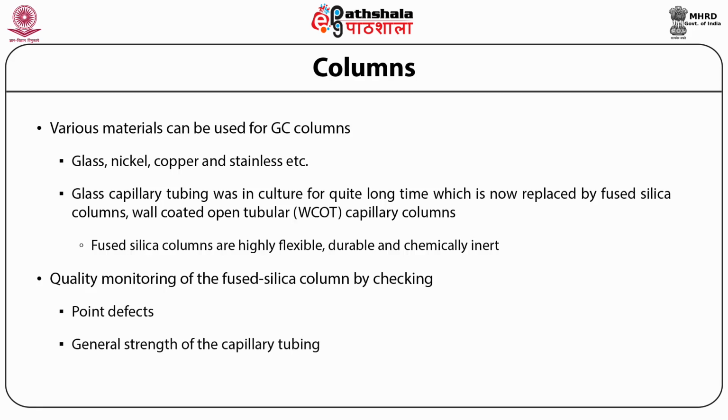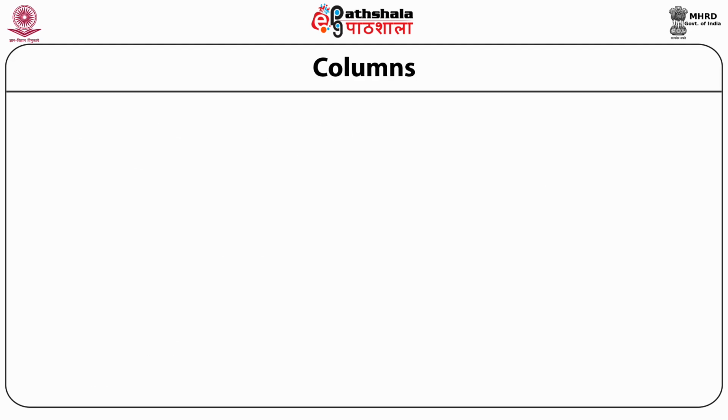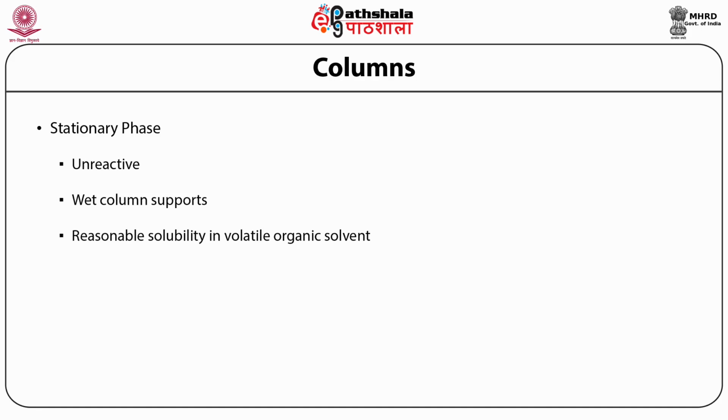During this step of quality check, the internal surface chemistry of the fused silica is also verified so as to meet the application for which it is intended to be used. The columns are coated with the stationary phase. Practically, the stationary phase in a gas chromatographic column should be unreactive, adequately wet the column support, and have reasonable solubility in commonly used volatile organic solvents.